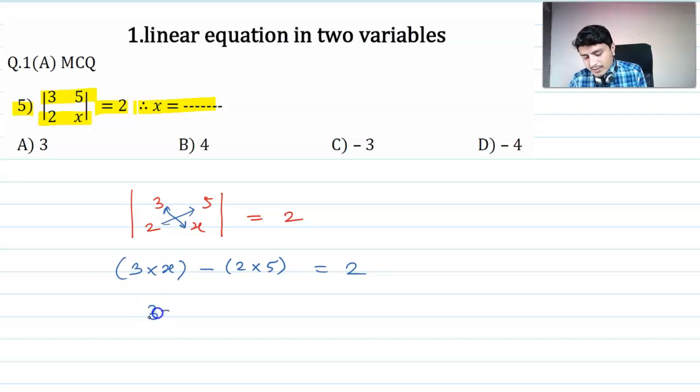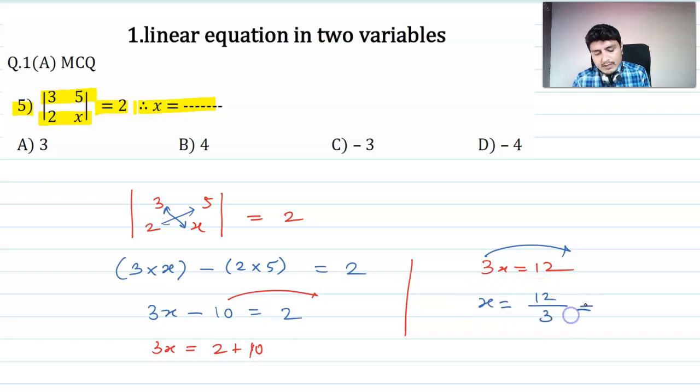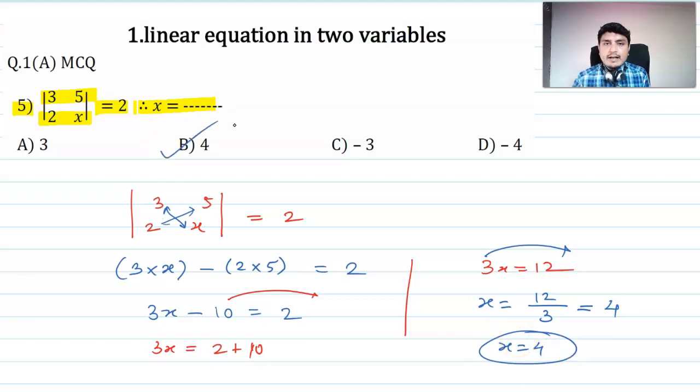Now 3 into x becomes 3x. 2 5s are 10. That is equal to 2. Now once we shift the minus 10 from LHS to RHS, we are getting the value of 3x equal to 2 plus 10. Now 2 plus 10 is 12, so we have 3x equals to 12. Our target is to evaluate the value of x, not 3x. So shift that 3 from LHS to RHS. x equals to 12 divided by 3, we have 4. So the value of x is 4. So our correct choice is B, 4.